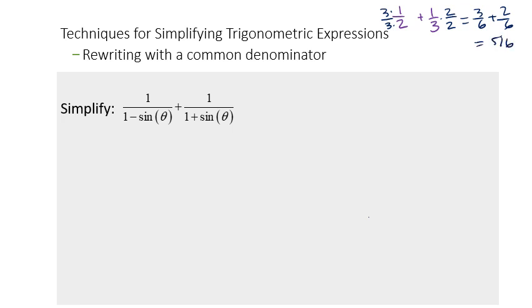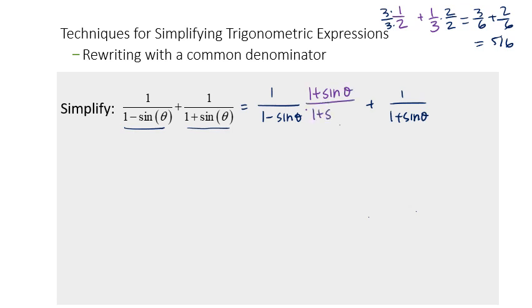Same exact thing we're going to do here. So this common denominator is going to be 1 minus sine times 1 plus sine. What this first one is missing is the 1 plus sine theta. So we're going to multiply the top and bottom by that, that equivalent of 1, because that is equivalent to 1, so that's totally legal. It's just like what I did here. And then this guy's missing that 1 minus sine theta on the bottom.